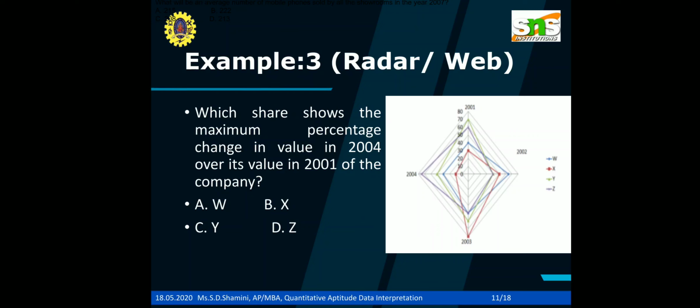Okay, so here the correct option is X. Okay, the option is B. Answer வந்து இதுக்கு வந்து X.